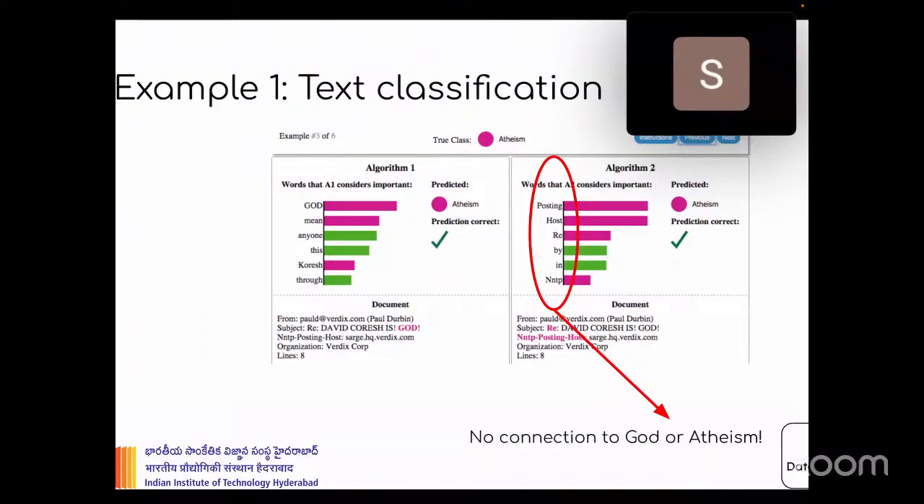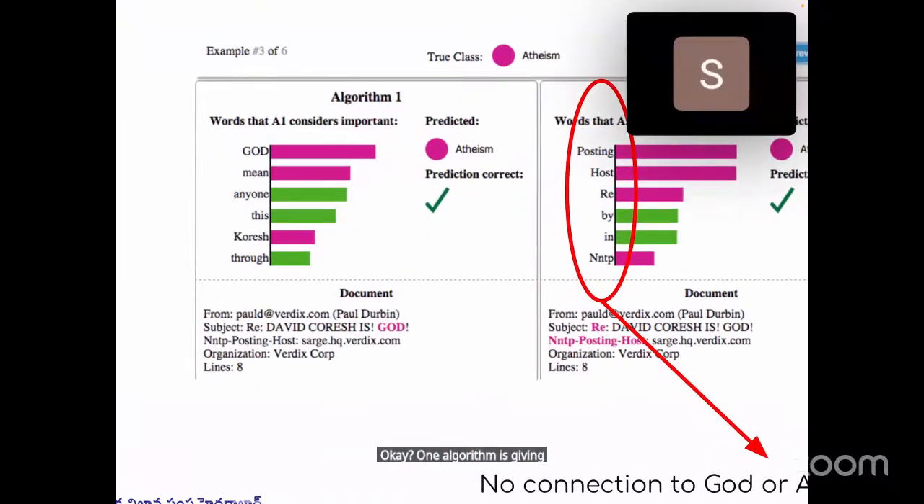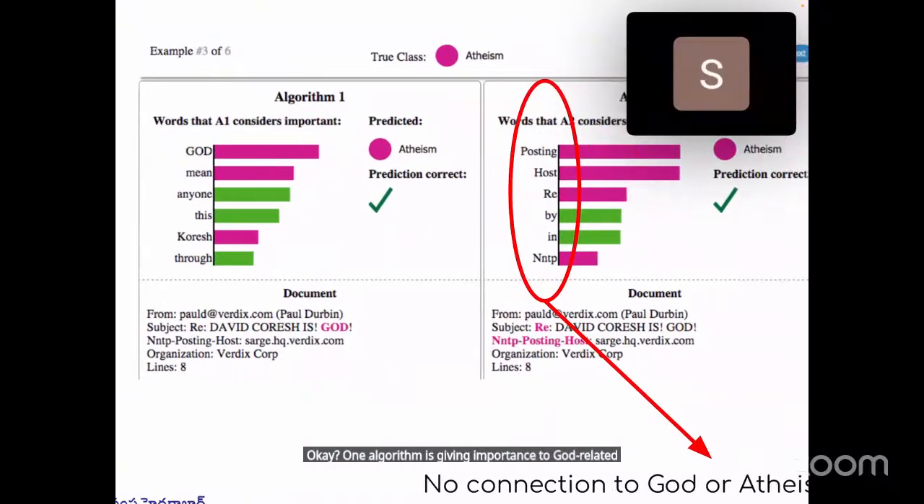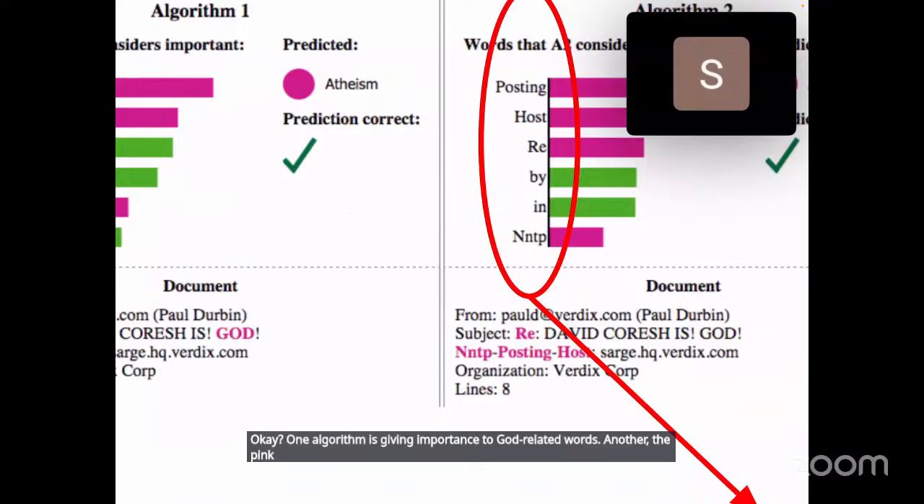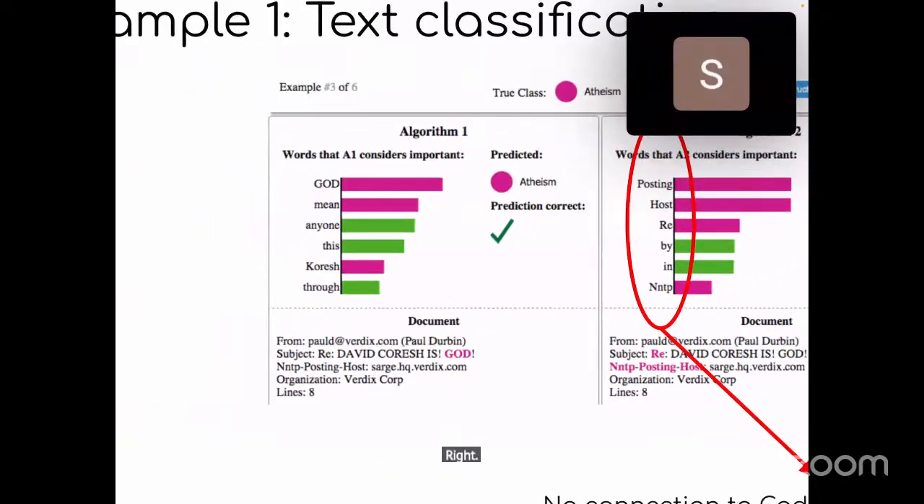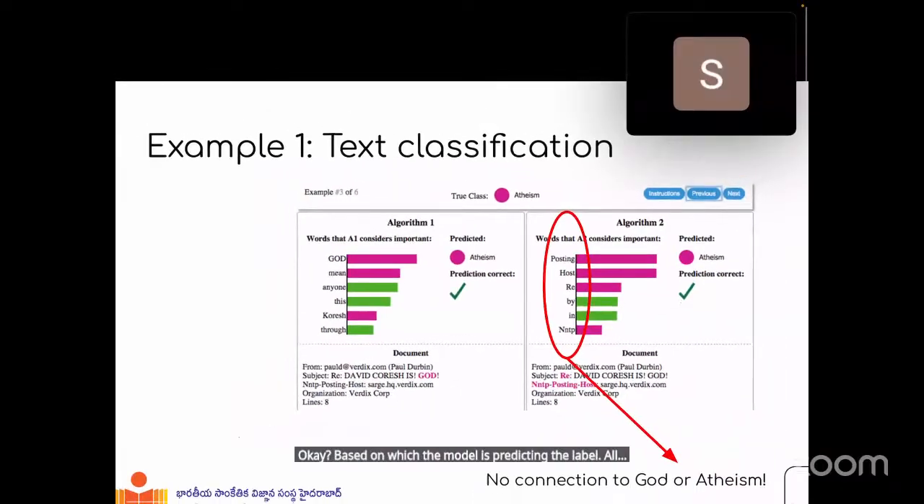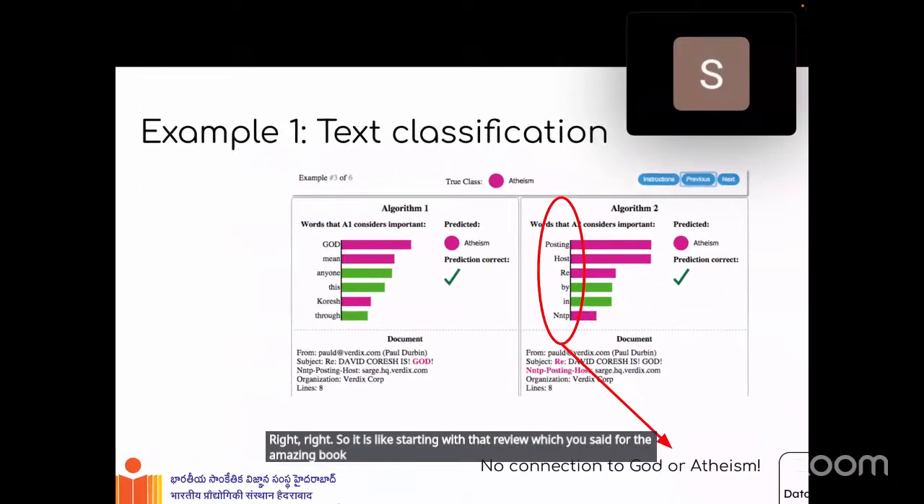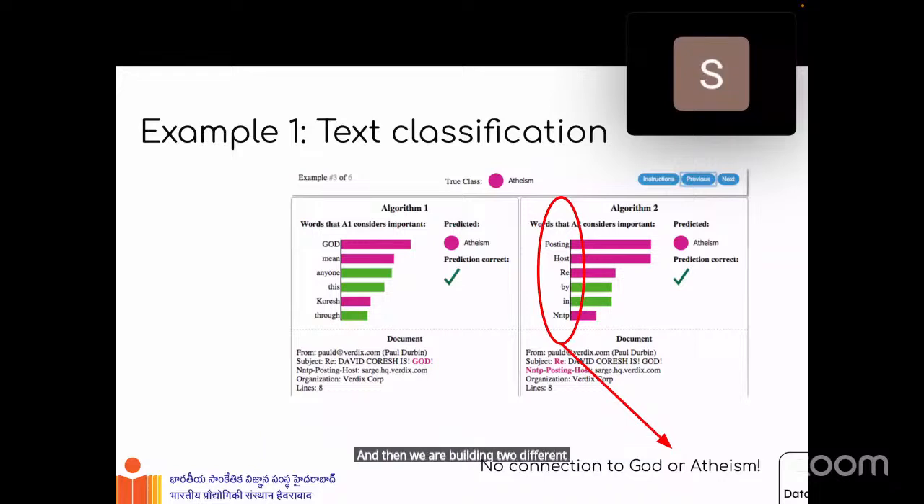Right. One algorithm is giving importance to God-related words. Another, the pink words highlight the important words, based on which the model is predicting the label. So it is like starting with that review which you said for the amazing book and praiseworthy. That is one single review, and then we are building two different algorithms using the same data. Yes.